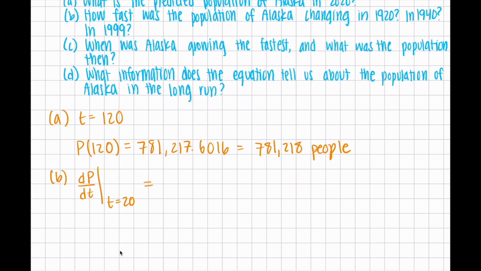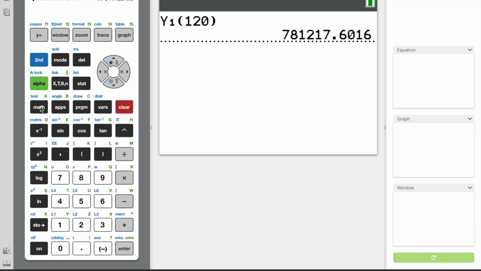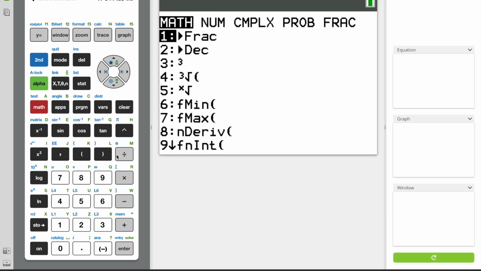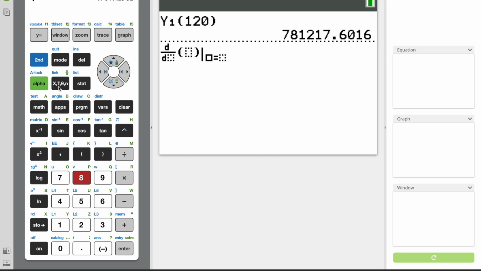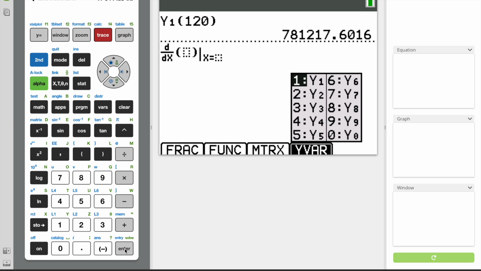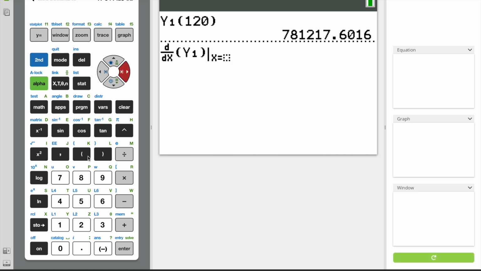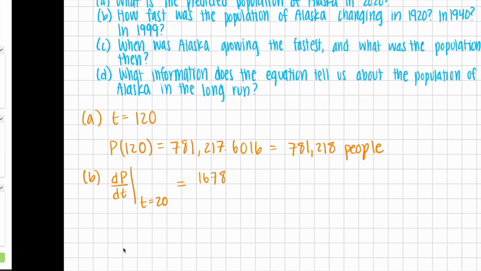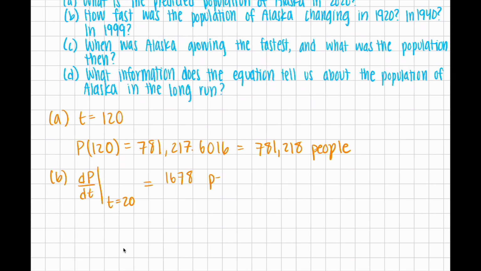So I'm going to go back to my calculator. On my calculator, I can say math, and then derivative is my 8th option. In my calculator, it's in terms of x, and I want to take the derivative of my Y1 at x equals 20. And we get 1678 people per year. Then it also says in part B, in 1940 and 1999.